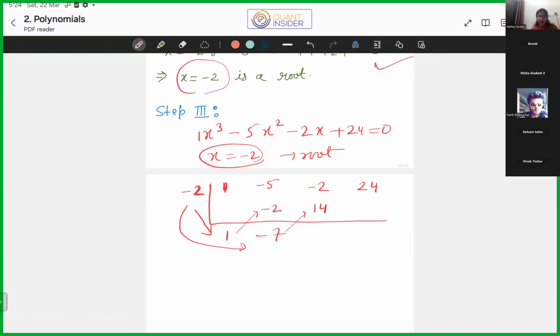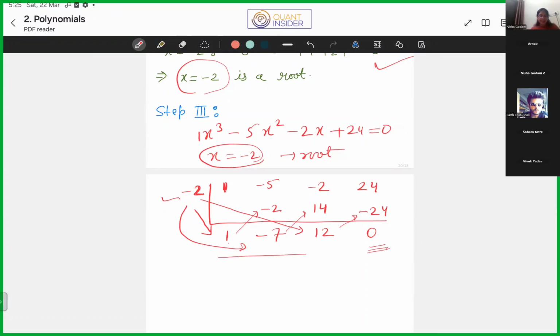Okay. Now again add these two. You have 12. Now multiply this -2 into 12. So you have -24. If you are doing it correctly and this root -2 is correct, then definitely you will get 0 here. Okay. So you have 0.